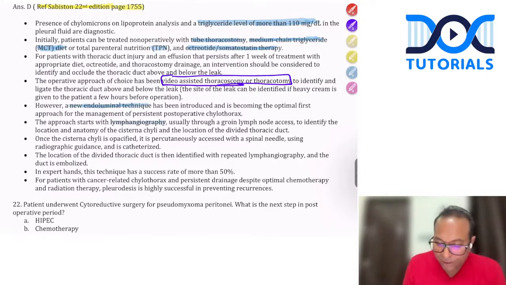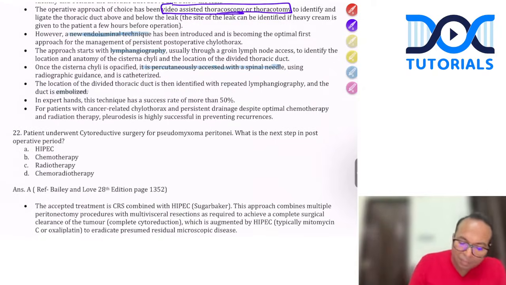This is done with lymphangiography, usually through a groin lymph node access, to identify the location and anatomy of the cisterna chyli and the location of the divided thoracic duct. Once the cisterna chyli is opacified, it is percutaneously accessed with a spinal needle using radiographic guidance and is catheterized. The location of the divided thoracic duct is identified with repeated lymphangiography, and the duct is embolized.